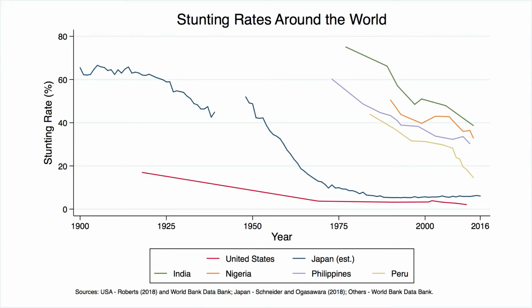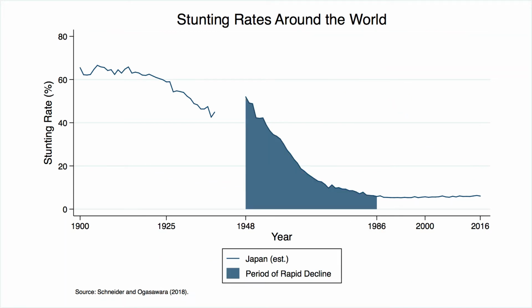In the early 20th century, over 60% of children were stunted, and we can see that there are no major improvements in this indicator until after World War II. And really it's in the period between about 1948 and 1986 when stunting rates declined the most in Japan, from over 50% to a more normal rate. So that's 4 decades of change that it took to lead to that decline.